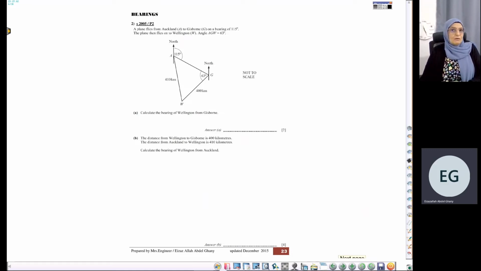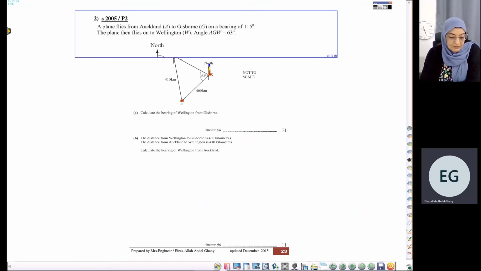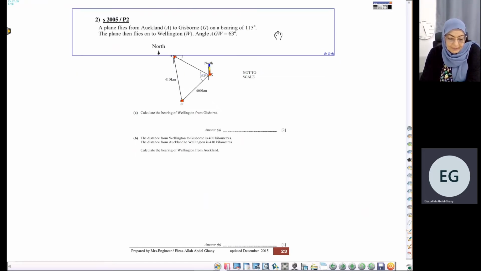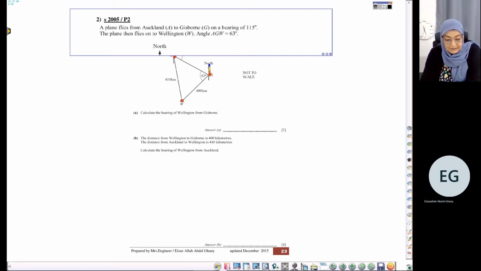Next question. It's already drawn, and this is about locations of cities as you see them from an aeroplane or from a satellite, for example. These three cities are Auckland, Gisborne, and Wellington. A plane flies from Auckland to Gisborne on a bearing of 115. Did he show it? Yes, he showed it already on the diagram. The plane then flies to Wellington. The angle AGW is 63 degrees.